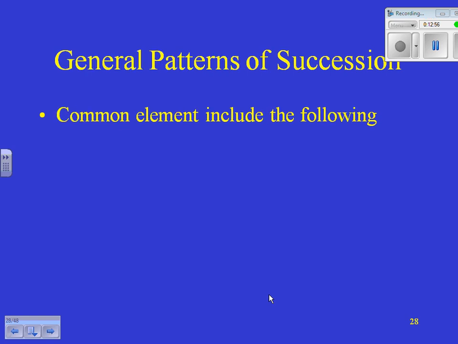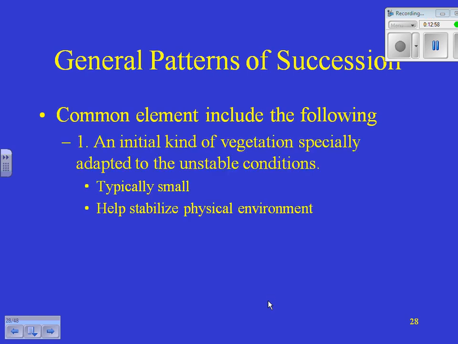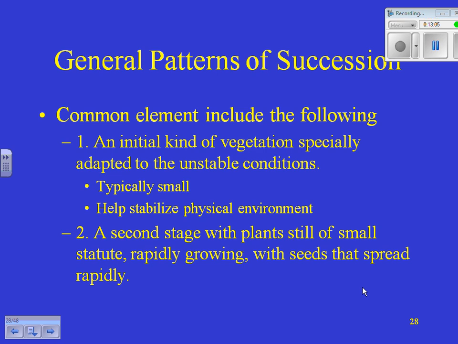There's some old field succession as well, but I want to move on to some general patterns of succession. The common elements include an initial kind of vegetation. At the very beginning, the first common element with any succession is vegetation that is specifically adapted to that condition: small weeds, lichens. They help stabilize that physical environment.